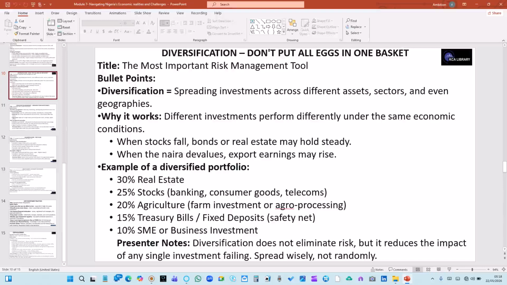Examples of diversified portfolio include 30% of your income in real estate, 25% in stock, 20% in agriculture, 15% in treasury bill, and 10% in small and medium scale enterprises or business investment. Note, diversification does not eliminate risk, but it reduces the impact of any single investment failing. Therefore, spread wisely, not randomly.